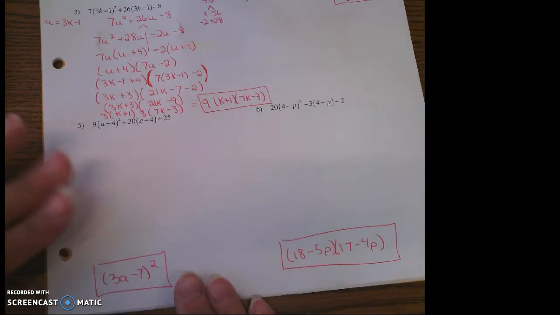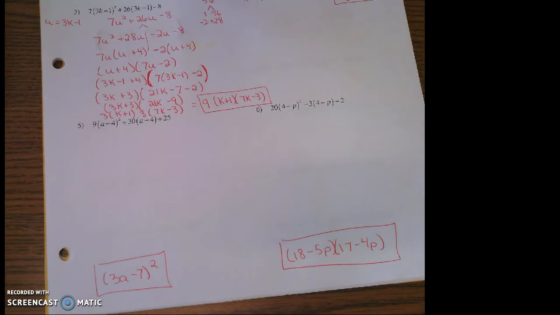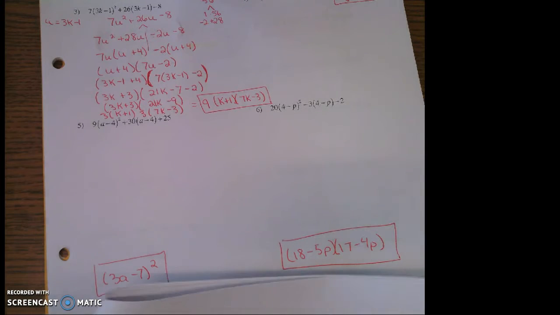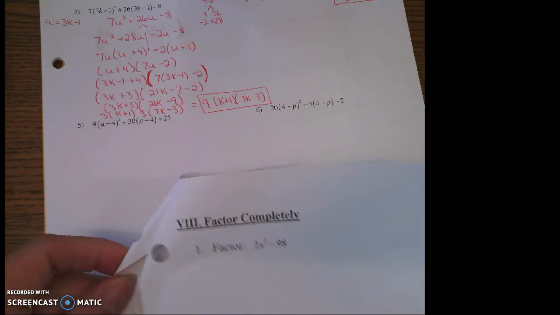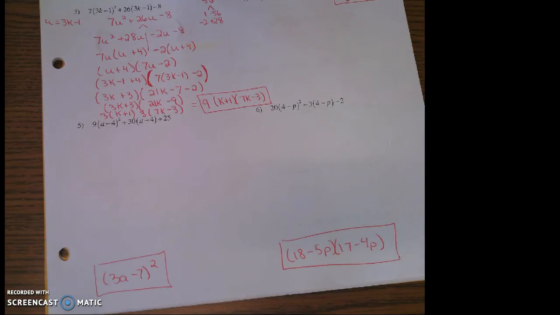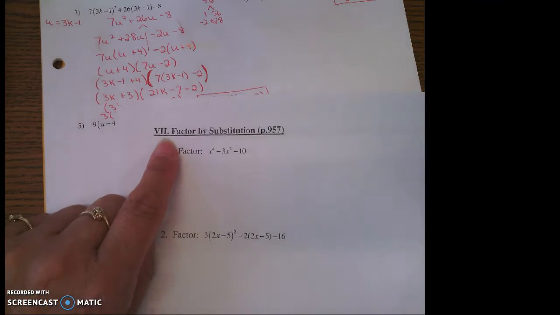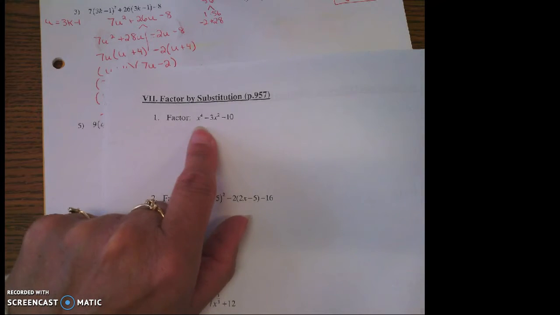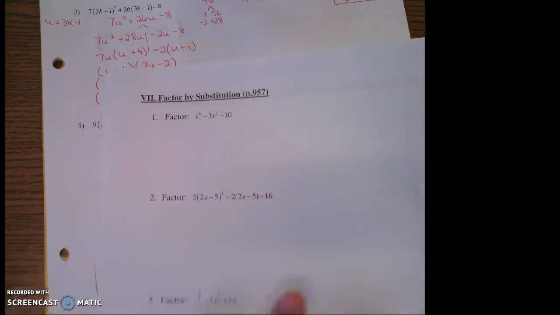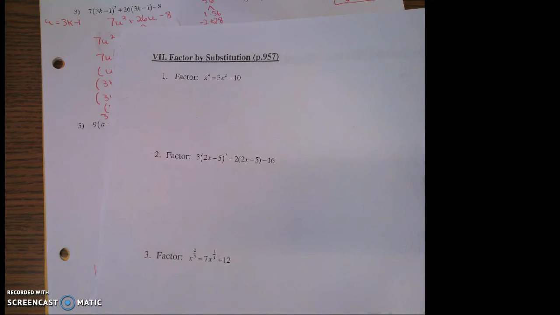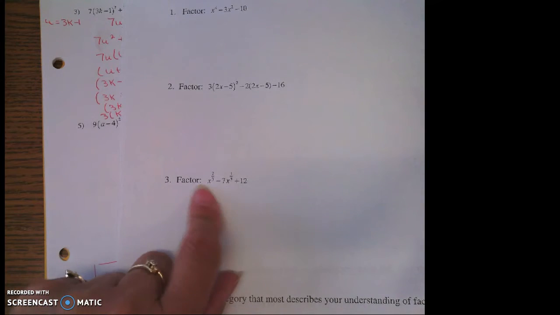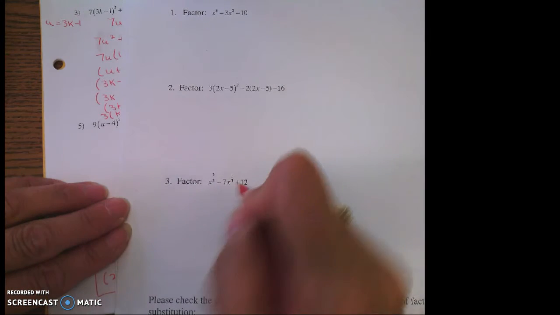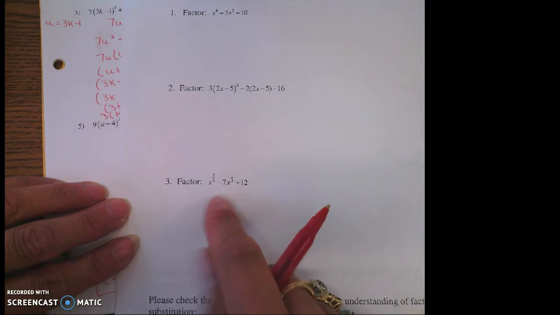All right, so there's problems here to practice. There are also problems in your white packet, which is section 7, factor by substitution. Again, this one you don't need to substitute, but this one you would. Oh, this one's crazy hard. It's weird. You really got to understand exponents well.